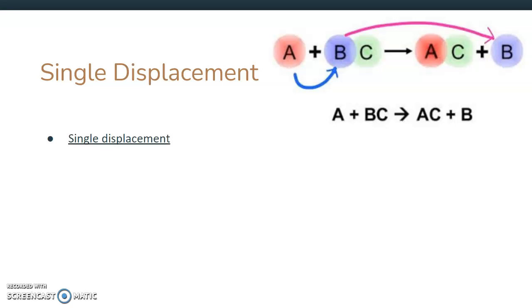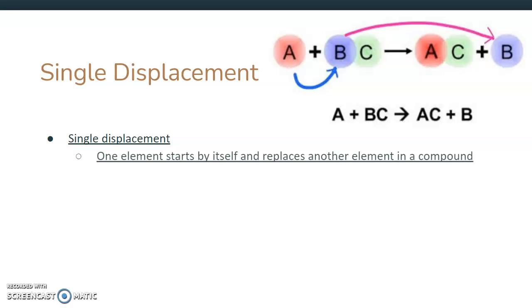This one gets a little bit more complicated than the first few. It is a single displacement reaction. In a single displacement reaction, one element starts by itself and replaces another element in a compound. So for example, our A plus BC goes to AC plus B. Our A is going to displace or remove our B, kicking it off by itself.